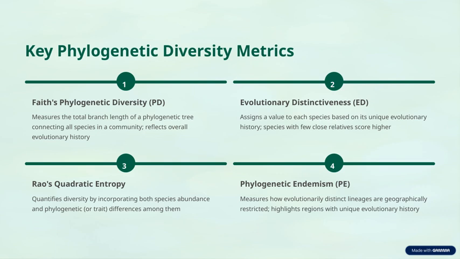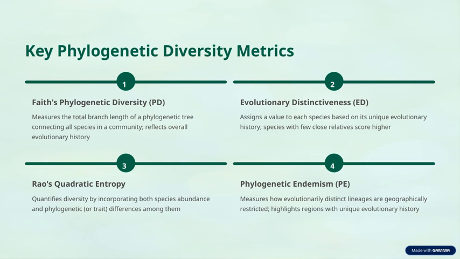Then there's Rao's quadratic entropy. This metric is a bit more comprehensive because it considers not just the presence of different species, but also how abundant they are and how different they are from each other, either in terms of traits or evolutionary history. It's a way of capturing the overall diversity more holistically.